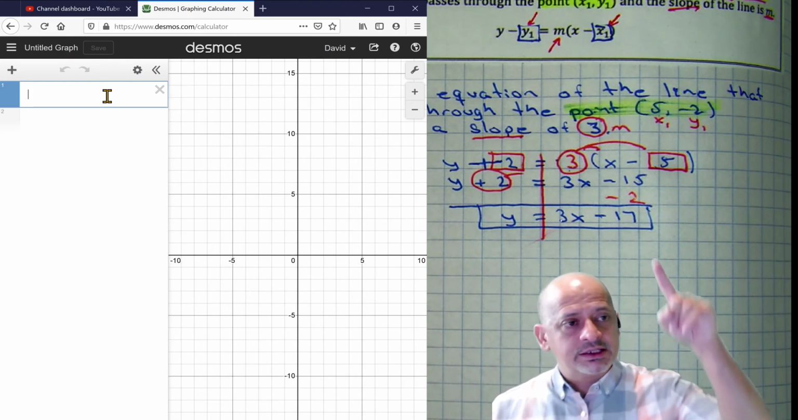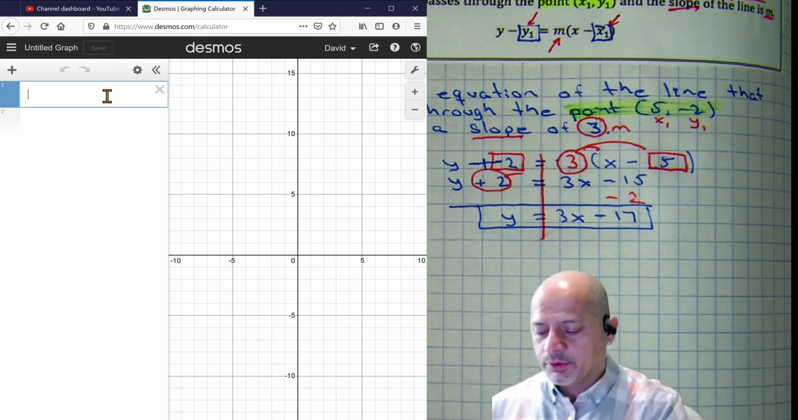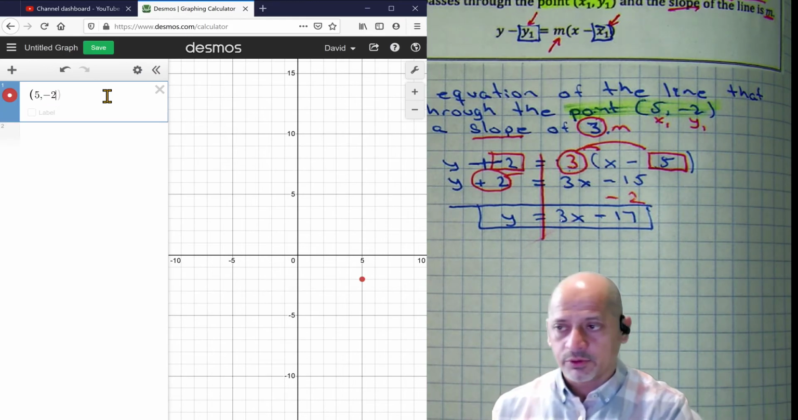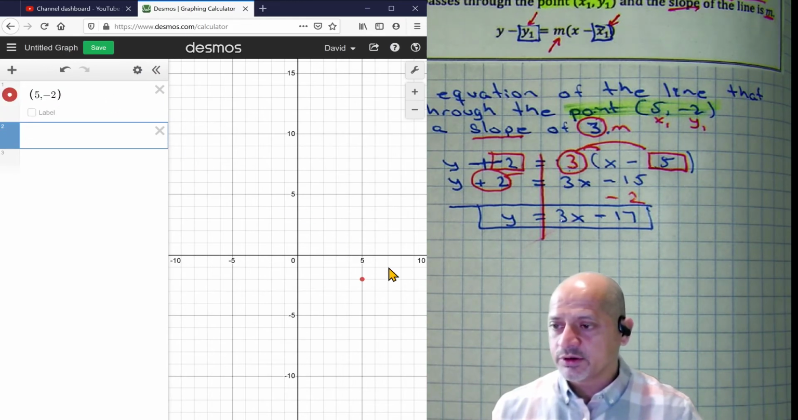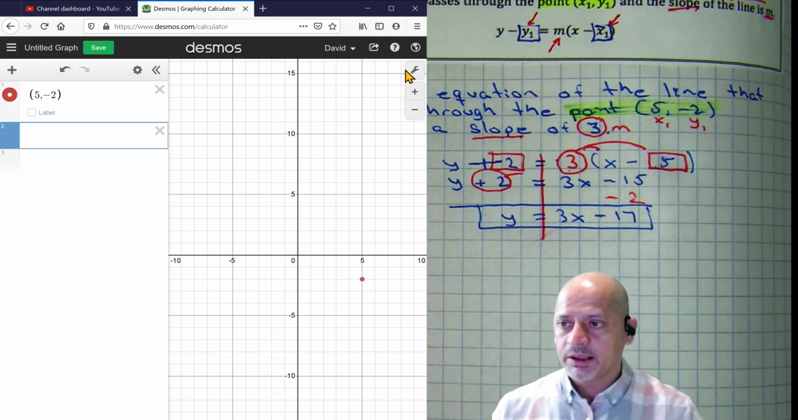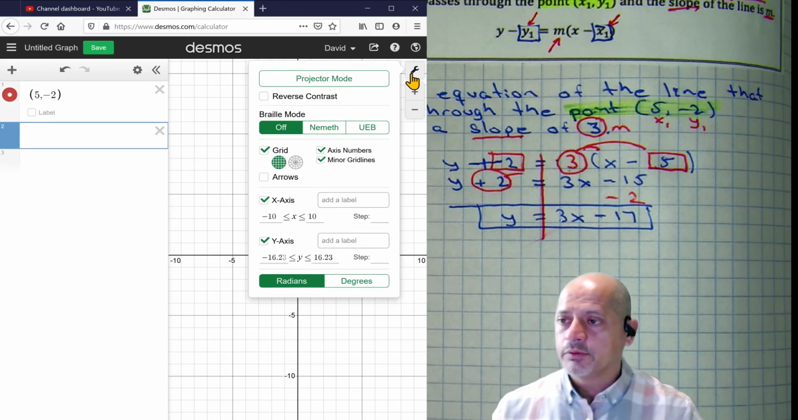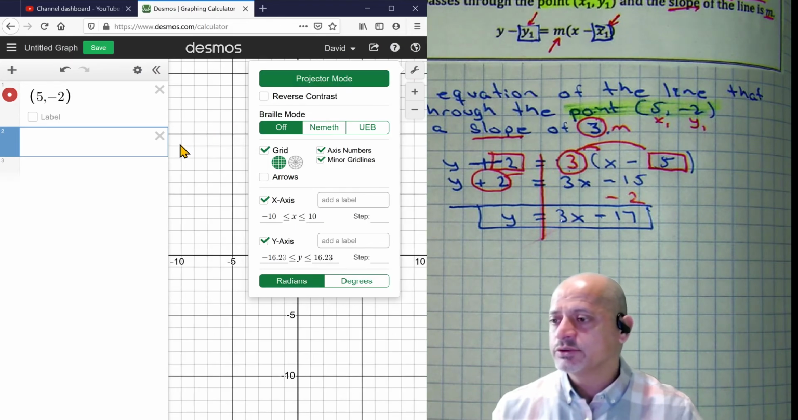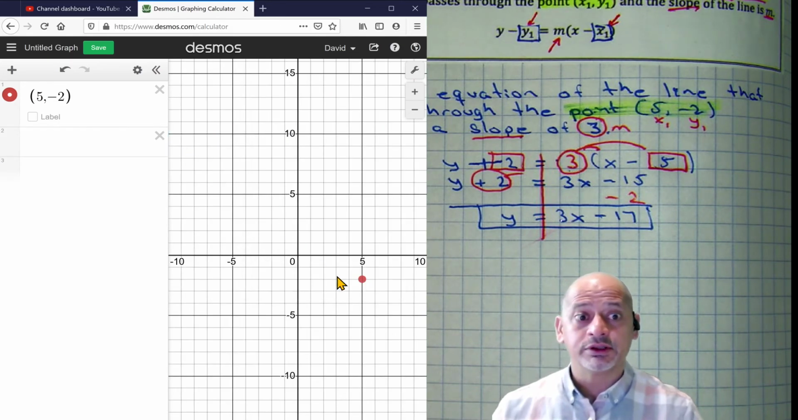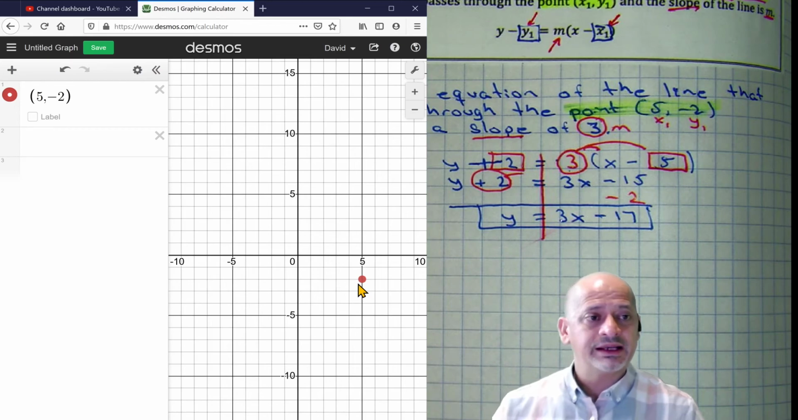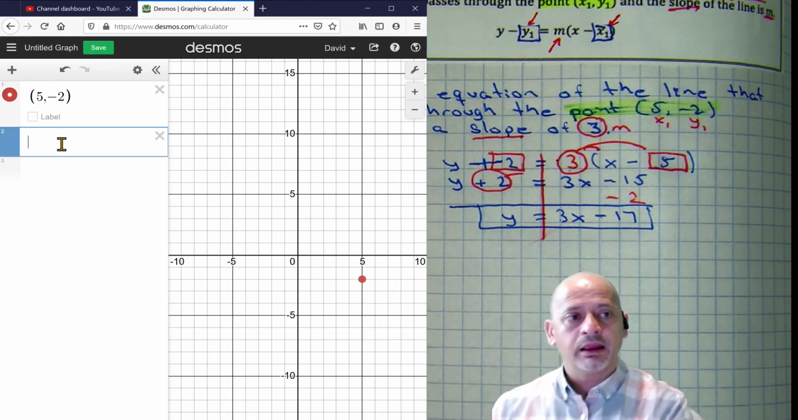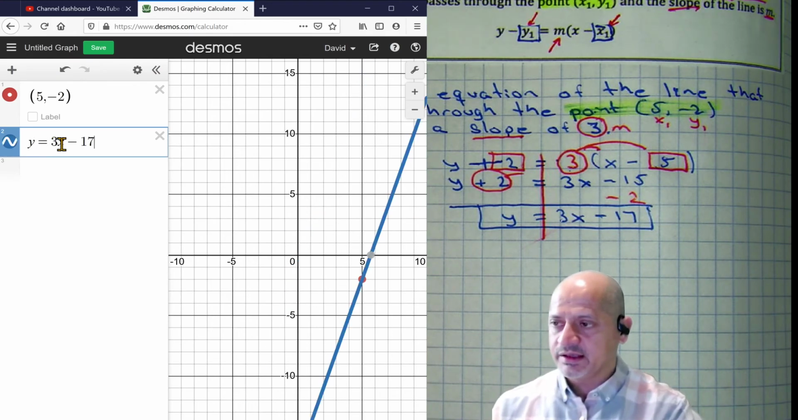So first, I'm going to place my point. My point is 5, -2. And notice that it's already done here. I'm going to click on the little toolbar for my settings. I'm going to do projector mode just so you can see it better. And now the point is huge. So this is a point. And now I'm looking for the line that passes through that point, but my slope has to be 3. So therefore, I'm going to type in my equation, y equals 3x minus 17.